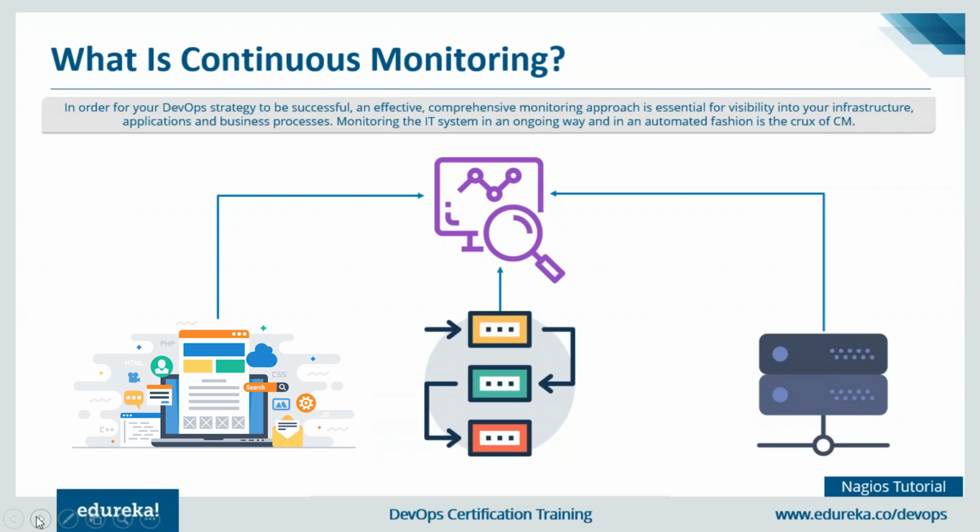Apart from that, they can also monitor the business processes and the application as well as your server, which we have just discussed, right? So continuous monitoring is basically an effective system where the entire IT infrastructure, starting from your application to your business process to your server, is monitored in an ongoing way and in an automated fashion, right? That's what basically is the crux of continuous monitoring.